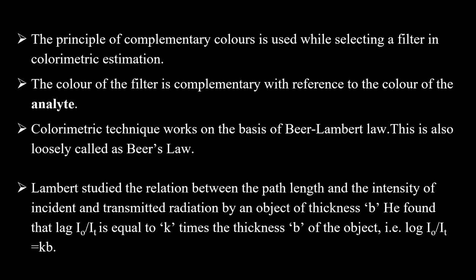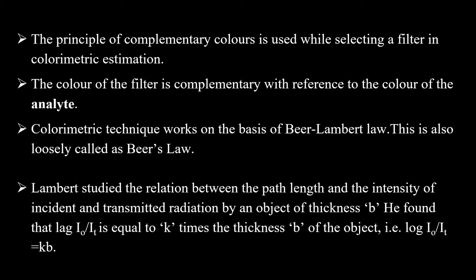Colorimetric technique works on the basis of the Beer-Lambert law. This is also called Beer's law. Lambert studied the relation between the path length and intensity of the incident and transmitted radiation by an object of thickness b. He found that log I0 divided by IT is equal to k times the thickness b of the object.